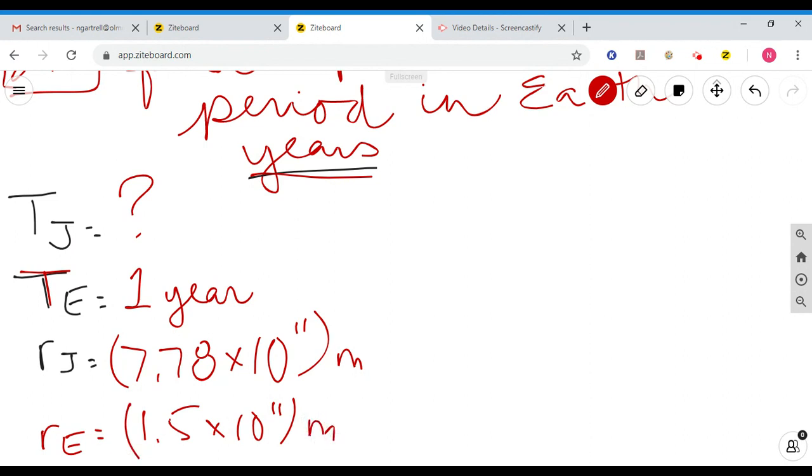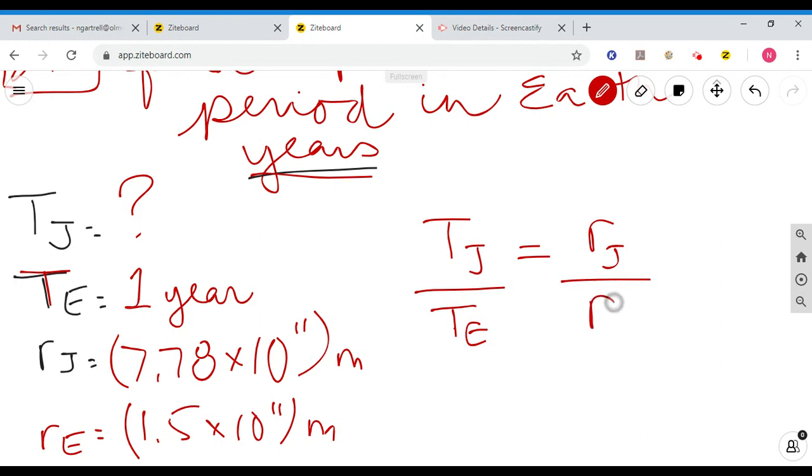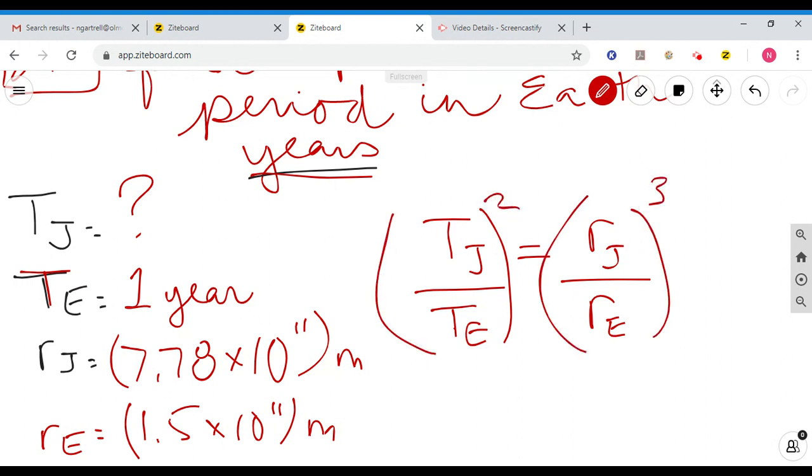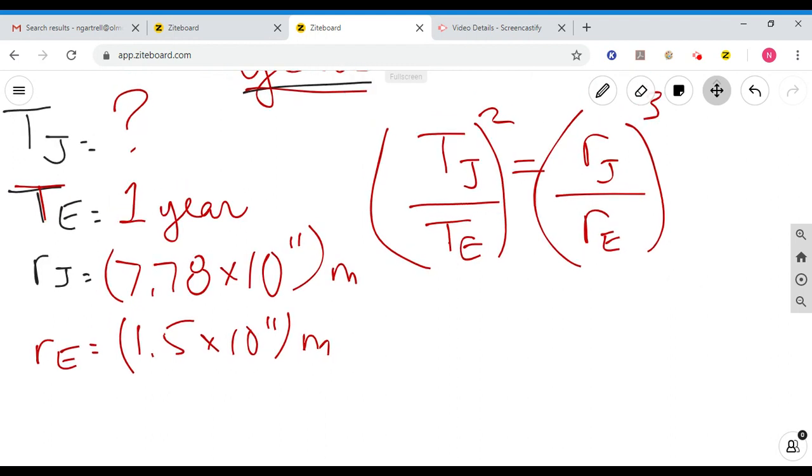All right, now I always, for this problem especially, write the equation with just the variables. Don't put any numbers in. What you're solving for goes up top. What we know goes on the bottom. Orbital period squared, radius cubed. Okay? Now we got to plug in.